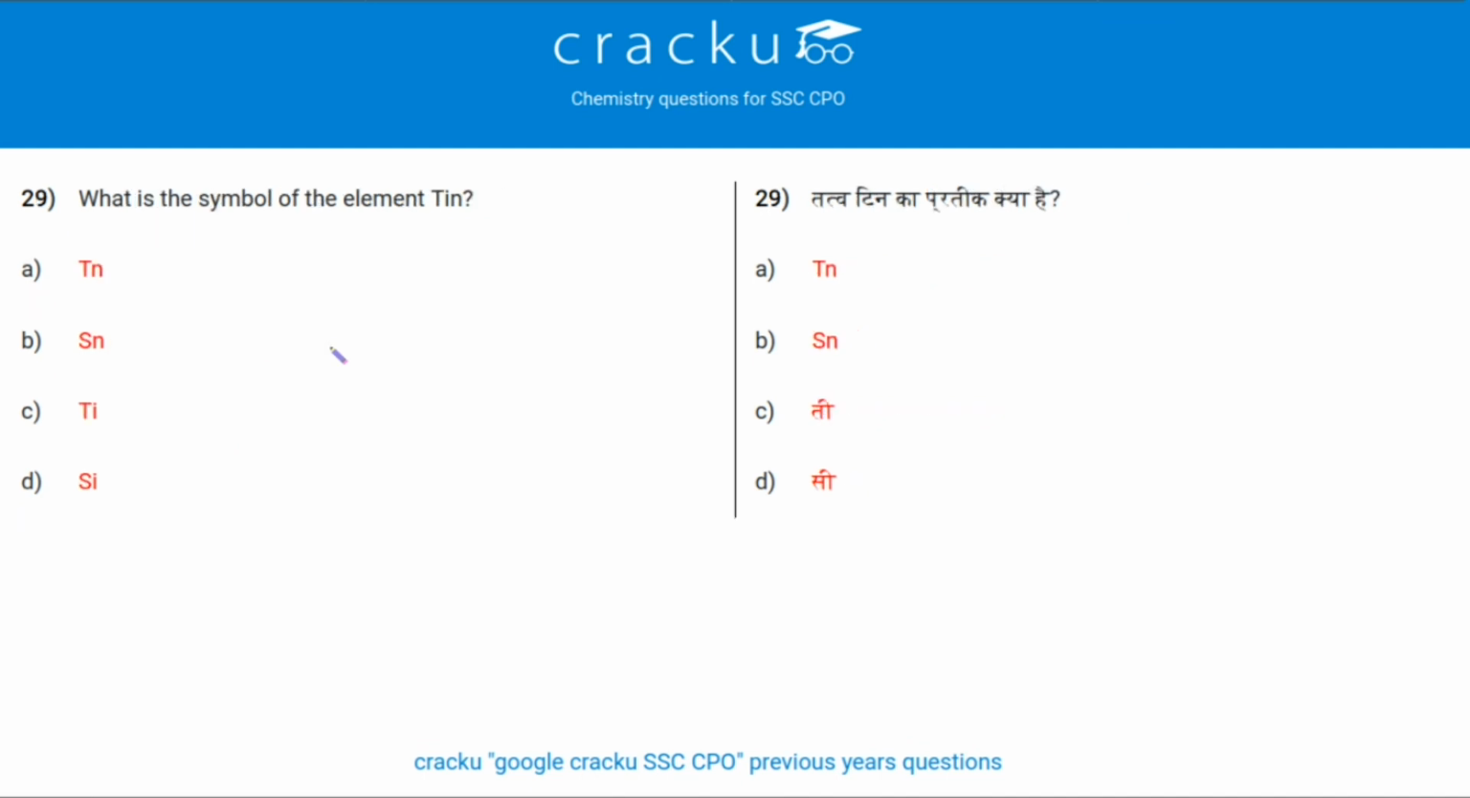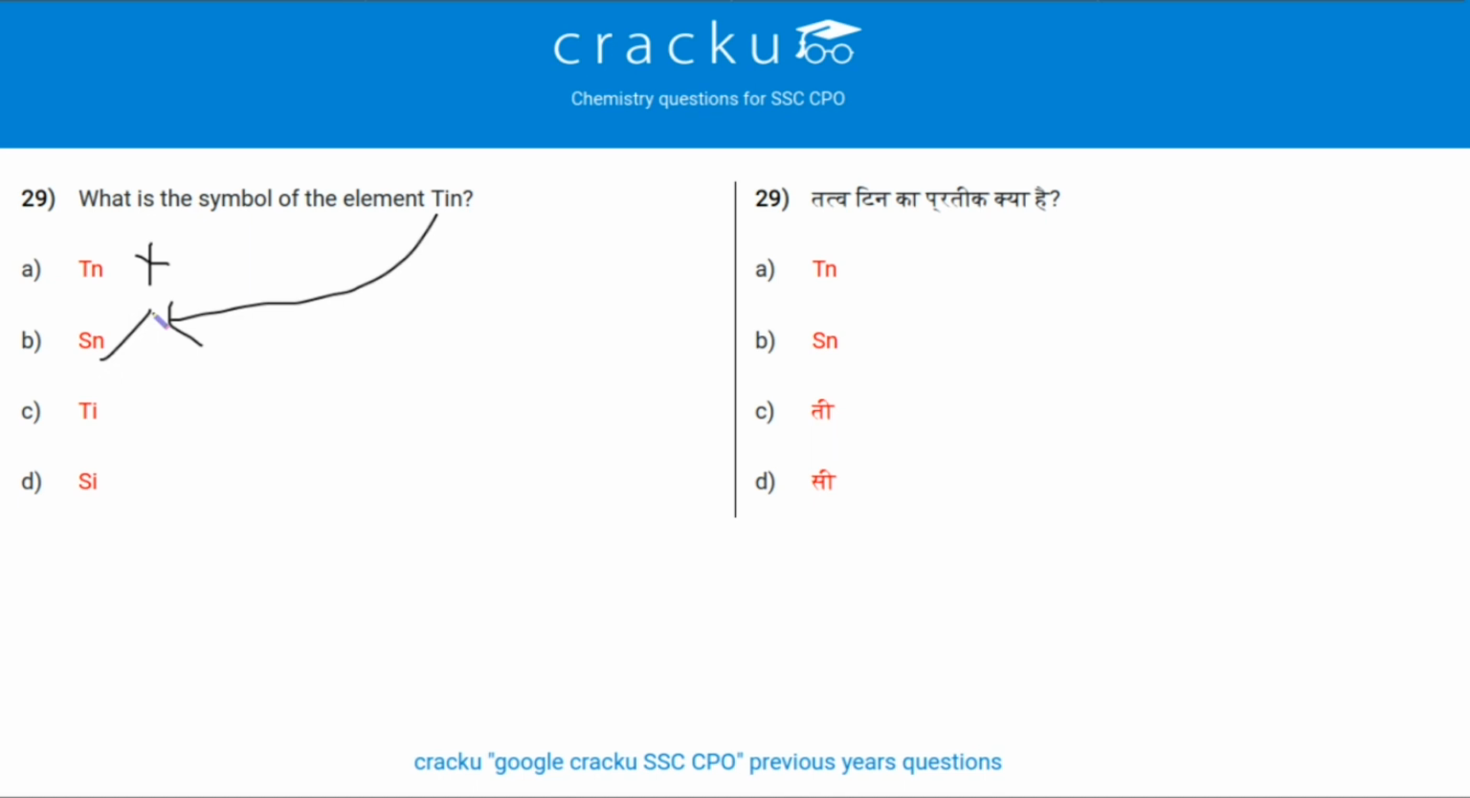Next question. What is the symbol of the element tin? Okay, so you can obviously guess it's Tn, but no, that's wrong, it's not Tn. The symbol of tin, which has atomic number 50, is decided by its Latin name, that is stannum, and according to it the symbol of tin is Sn. So the correct answer is B.